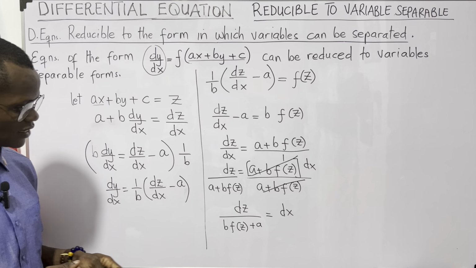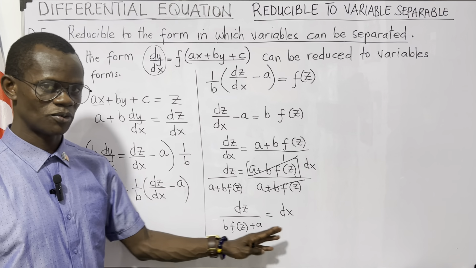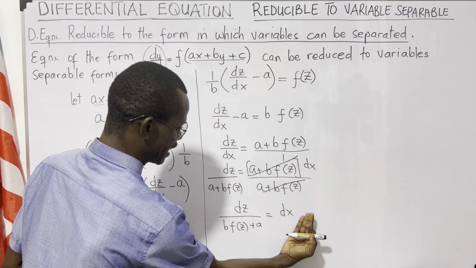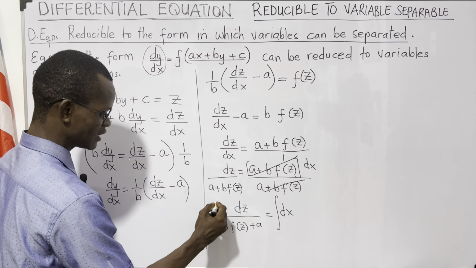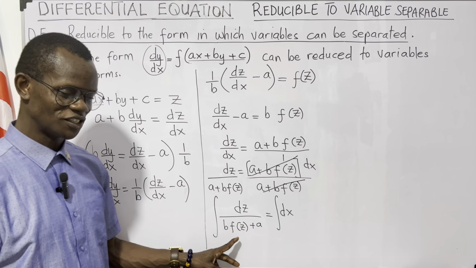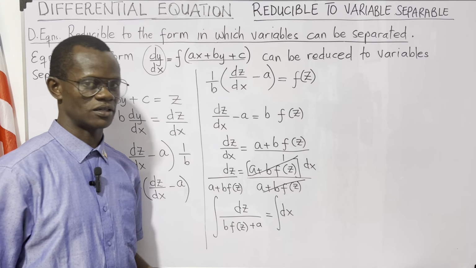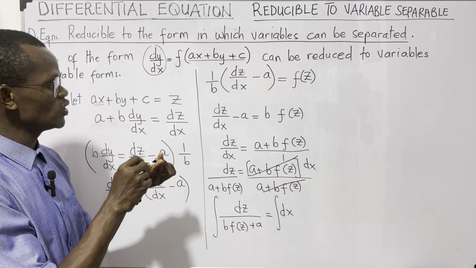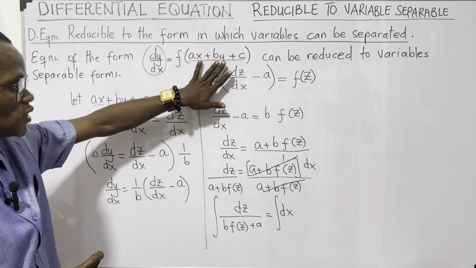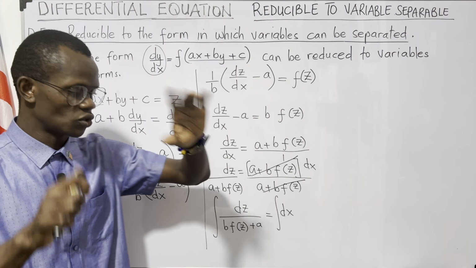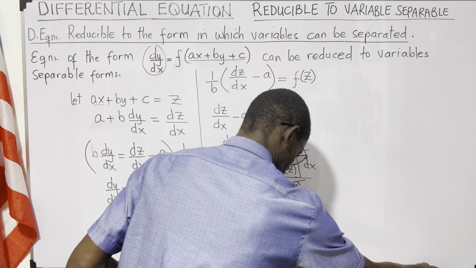So you've seen that we have separated the variables. On this side we have all x, so we can integrate, and on this side we have all z, so we can integrate. This is how we are going to reduce equations of these forms into variable separable forms. So let's solve one problem so that you see.